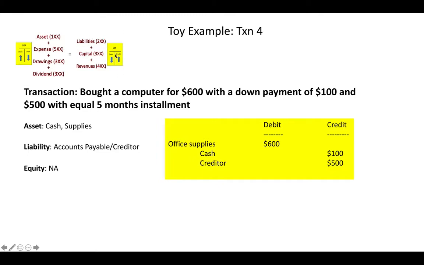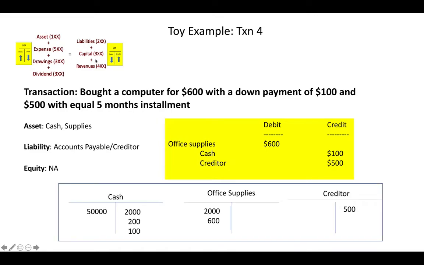You can see this diagram. And the supplies again go up. You purchase a new computer, yes, it is a debit because it goes up. And this is your T account now.